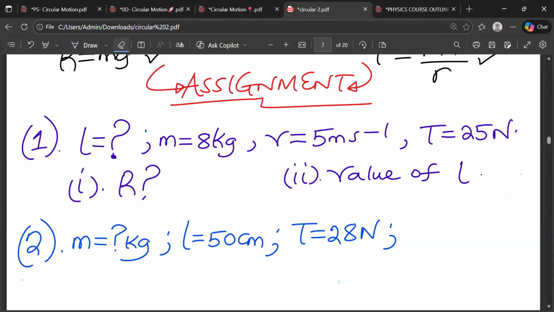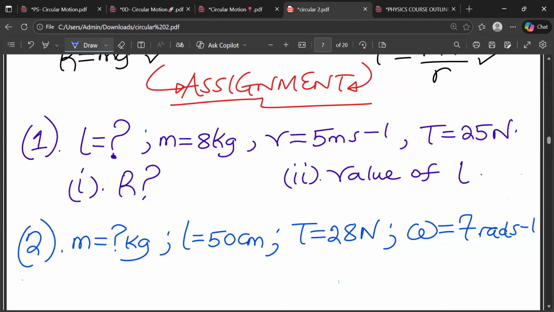So they are giving us the constant angular speed of 7 radians per second. Then the question is, find the mass.